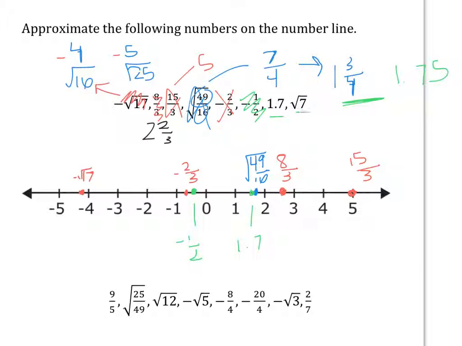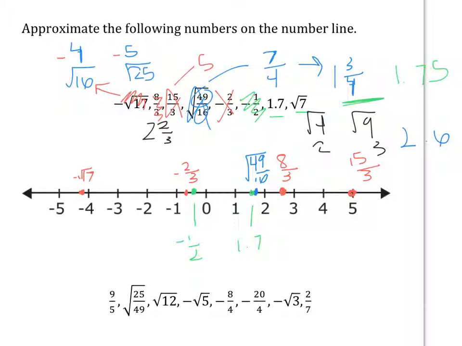And then square root of 7, and the square root of 7 is between what? Square root of 4 and square root of 9. So it's between 2 and 3, and it's a little bit closer to square root of 9 than it is to square root of 4, just by 1. So let's call then the square root of 7 about 2.6.